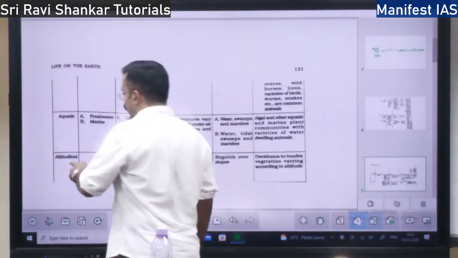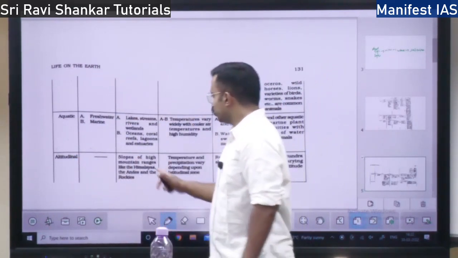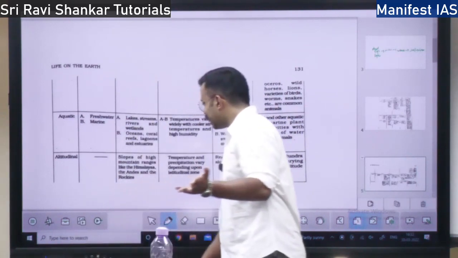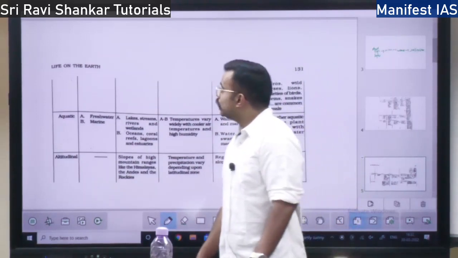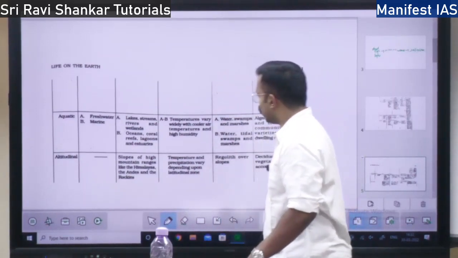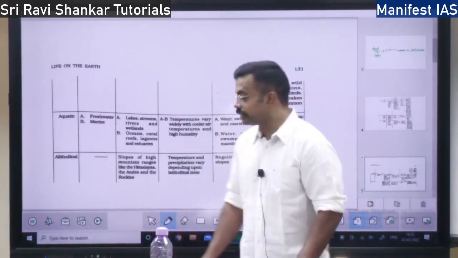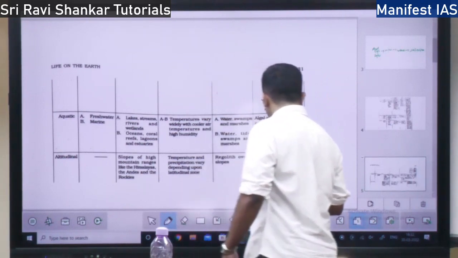Then you have the altitudinal biome. Altitudinal biome is height, that is hilly regions. So where are they found? They are found on the Himalayas, Andes, Rockies, all these areas. So the type of soil in the altitudinal, that is hills, is the regolith. On the hills you find this type of soil called as regolith, right? So their temperature and precipitation varies.